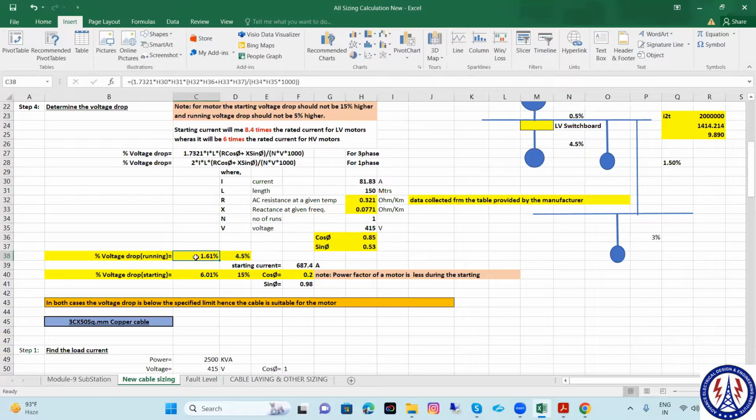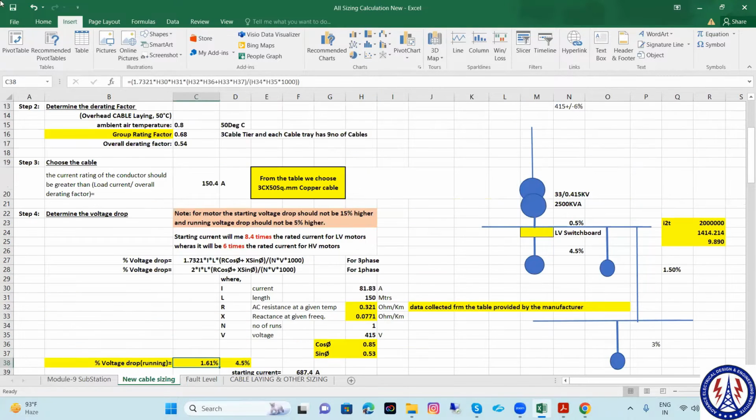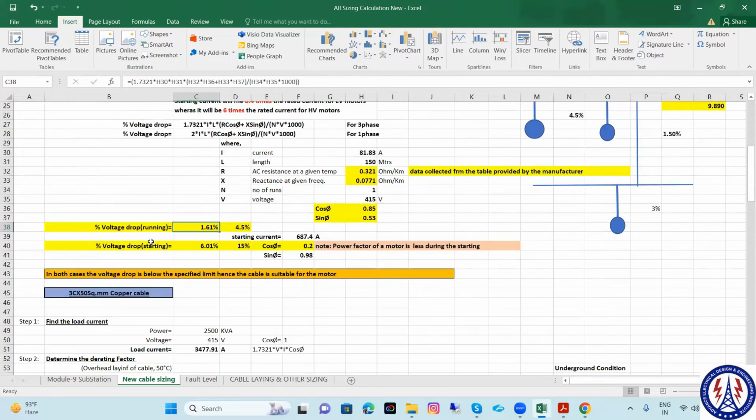So it is coming 1.64. So anyway, it is meeting my requirement. Okay, no problem with this. So based on that, I can size any cable. I should only understand the condition.